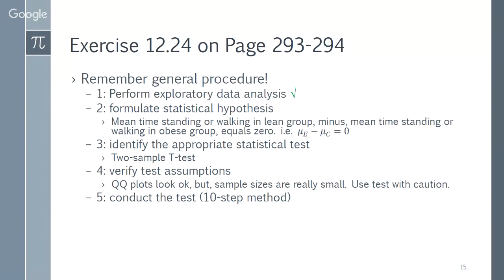Remember, the main one is that both of the data sets should come from a normal distribution. The QQ plots look okay, but the sample sizes are small, so use the test with caution. We'll make a note of that in our summary and conclusion as well. Now we can move on to the 10-step hypothesis test method.